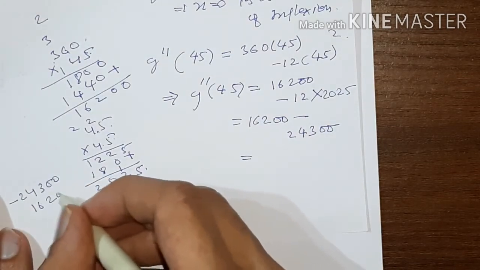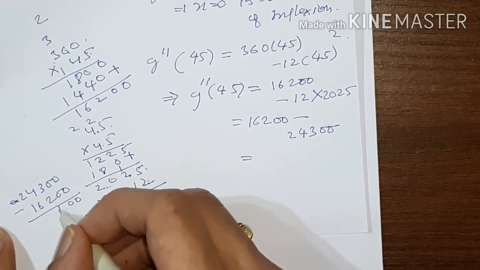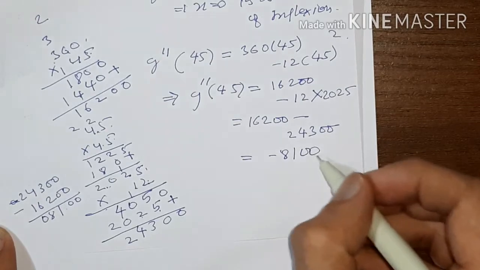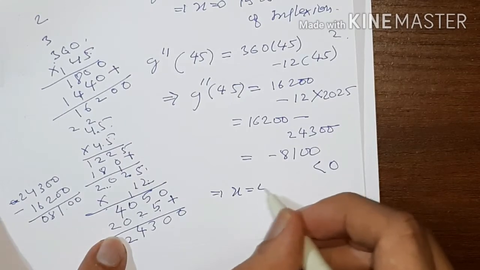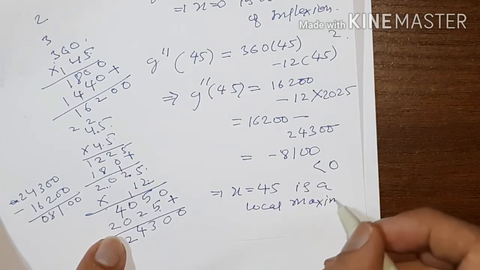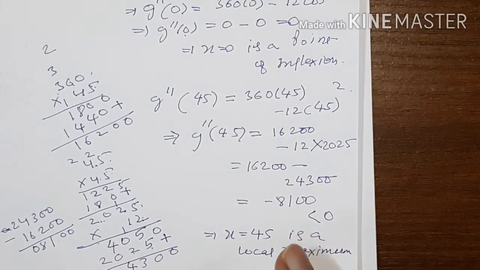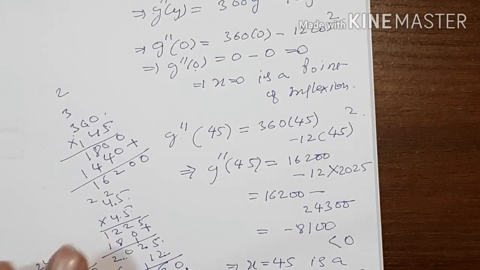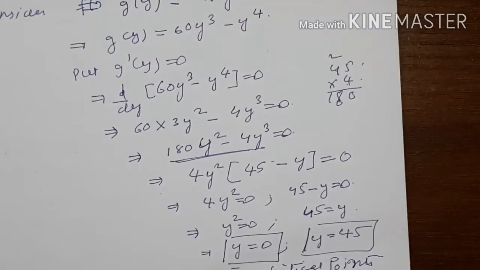24300 minus 16200. What is it? So 0 0, 3 minus 2 is 1, 24 minus 16 is 8. So minus 8100, which is less than 0, right? So what do you get? x equal to 45 is a local maxima. You see that this point will be the local maximum. So the product x y cube is maximum at x equal to 45.